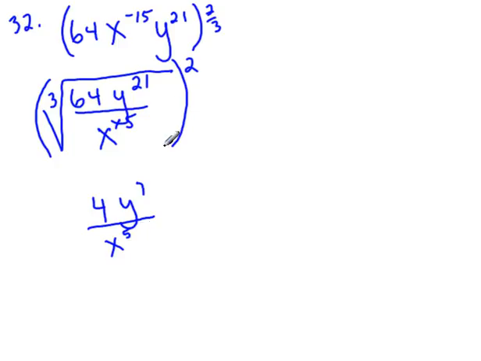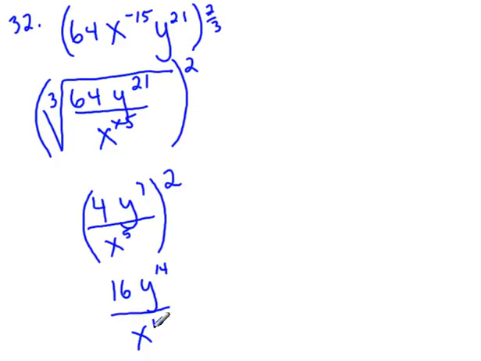And all I've taken care of is the cubic root, so I still now need to raise all of that to the second power. 4 squared is 16. Y to the 7th squared, remember when you take a power of a power, you multiply the exponents, so that's y to the 14th over x, again a power of a power, I multiply my exponents, 5 times 2 is 10, over x to the 10th.